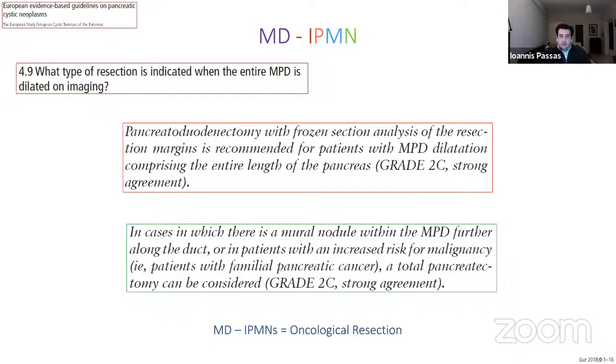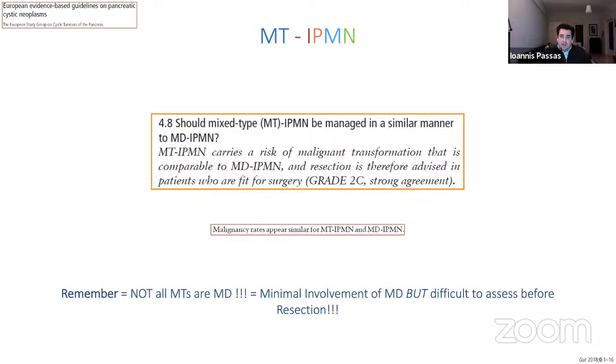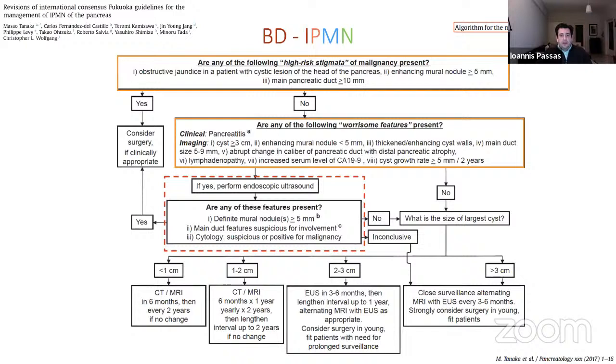How do we treat mixed type IPMNs? We treat them as the main duct IPMNs because more or less the risk of malignancy is quite the same, and they behave quite the same. Careful here, as I showed you before, not all mixed types are the same. So we have to make a distinction between minimal and extensive invasiveness.